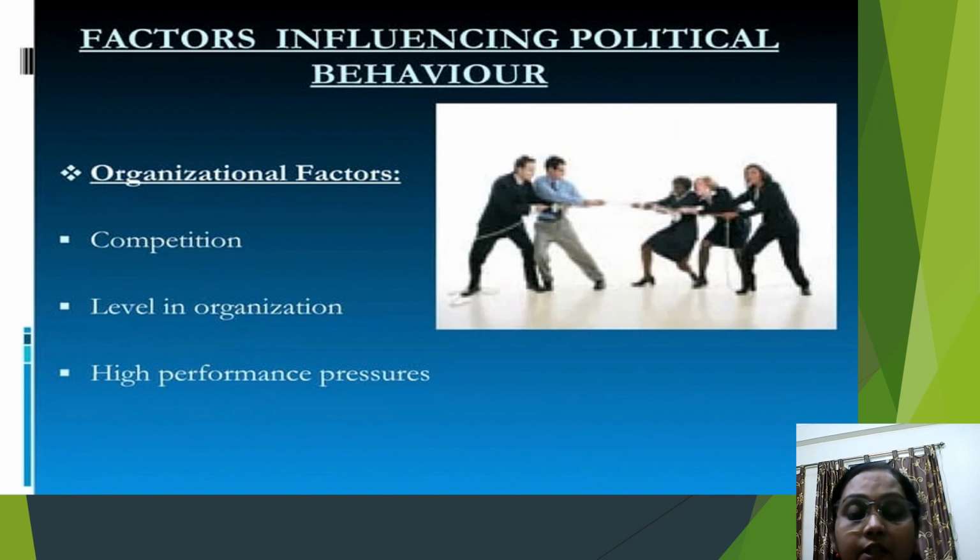The second one is organizational factors. Here we can understand there are levels of organization. The topmost level is the administrative level, then the operational level, and the lower level. Organization is basically divided into three levels. The competition between people and the achievement of goals and objectives are at the higher level, the competition is immense, and high performance pressure is always on subordinates. So politics always arises in competing with each other.